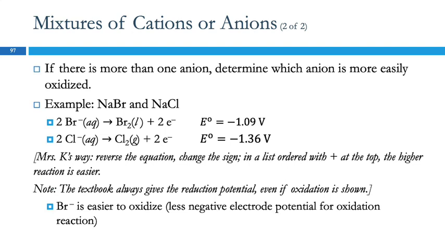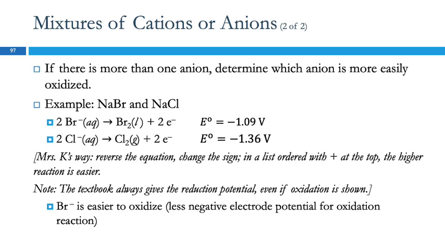If there's more than one anion, then you also have to figure out which anion is going to react. It's going to be an oxidation. Sodium bromide, sodium chloride, we have two different anions. Bromide could be oxidized to bromine, chloride could be oxidized to chlorine. And so here we're going to look at these potentials.